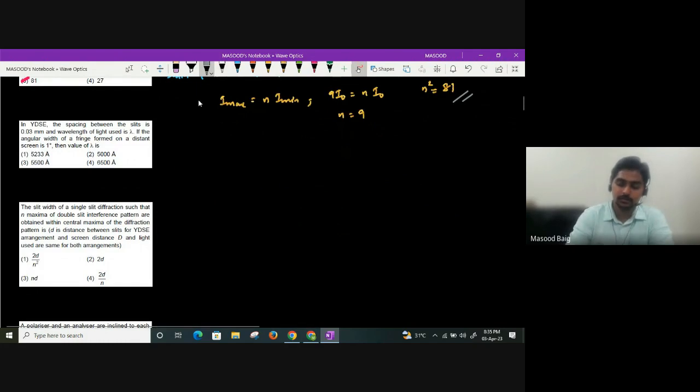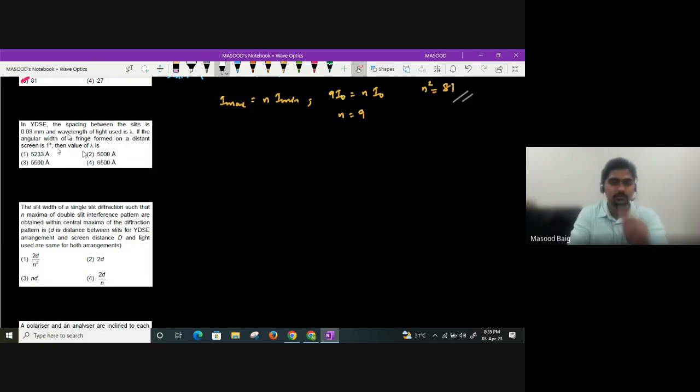What they have given in the next question is, in Young's double slit experiment, spacing between the slits is 0.03 mm, means small d value is given. Wavelength of light used is lambda. If the angular width of the fringe formed on a distant screen is 1 degree, right, then the value of lambda is how much they're asking.